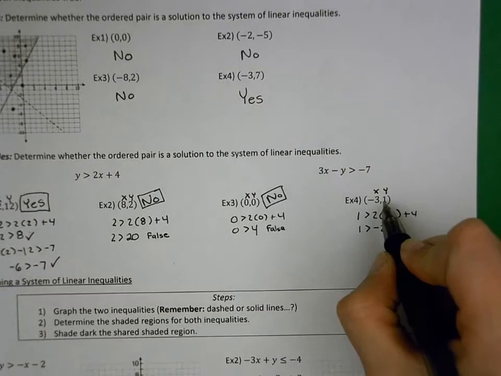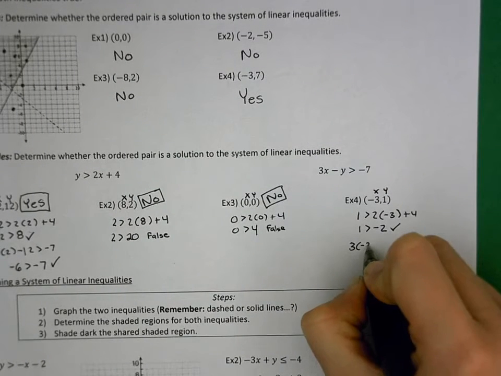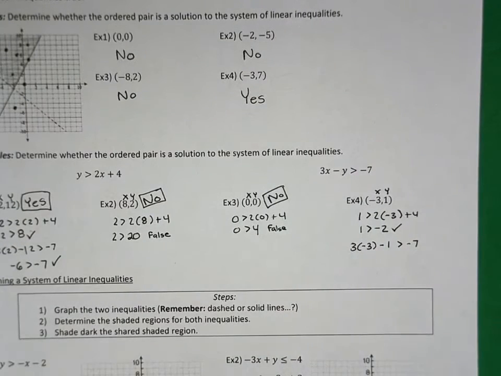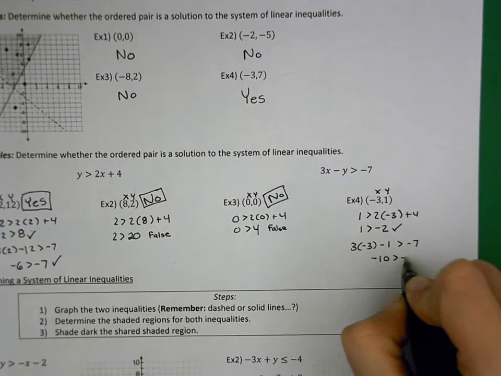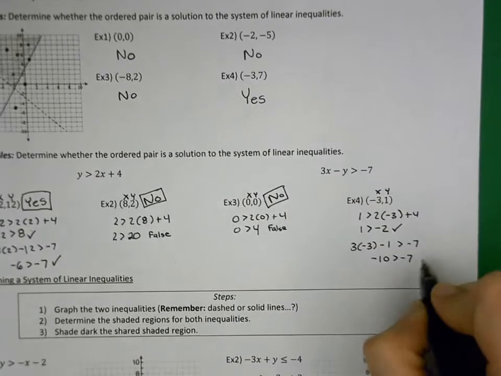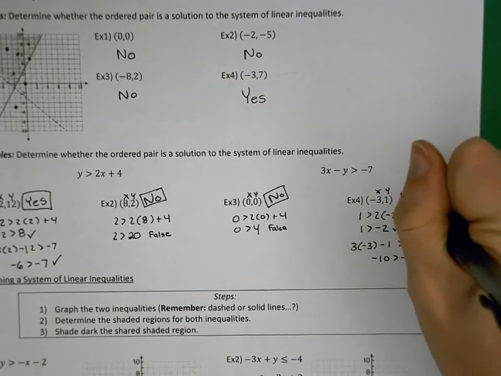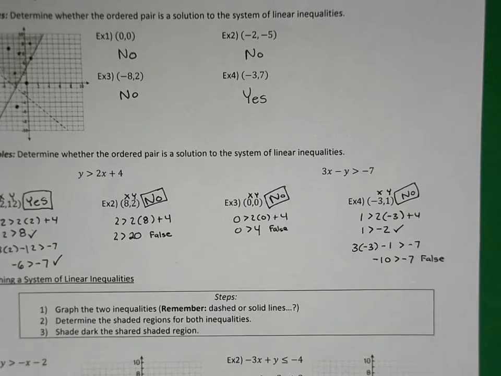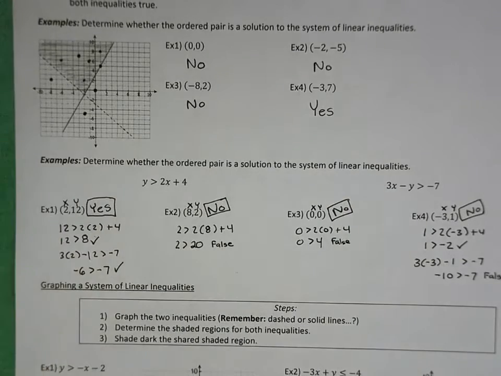Okay, so when I plug in 1 into the y, negative 3 into the x, I get 3 times negative 3 minus 1 is greater than negative 7. 3 times negative 3 is negative 9 minus 1 is negative 10. And is negative 10 greater than negative 7? It is not. So this is not a solution, because it makes that second one false. Okay? So that's what it means to be a solution of a system of inequalities. 2 ways to check, depending on whether or not you were given a graph or you were given 2 inequalities.